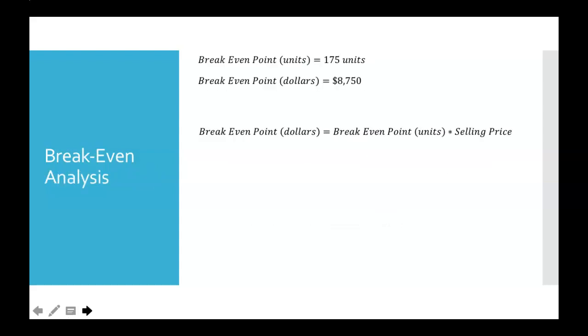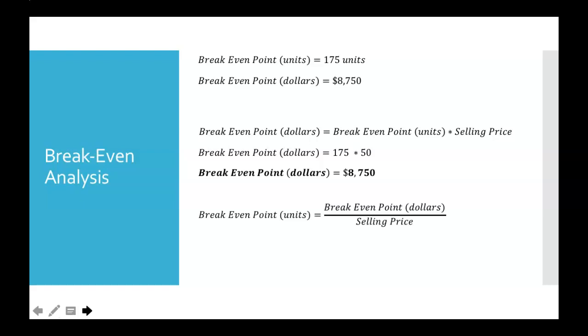Now there's another way that we could have calculated our break-even point in dollars. So your break-even point is a specific point, right? Your break-even point in units and in dollars, they're connected. So you can see this equation here that your break-even point in dollars equals your break-even point in units times your selling price. So if we sold 175 units for $50 a piece, that's $8,750 as your break-even point in dollars.